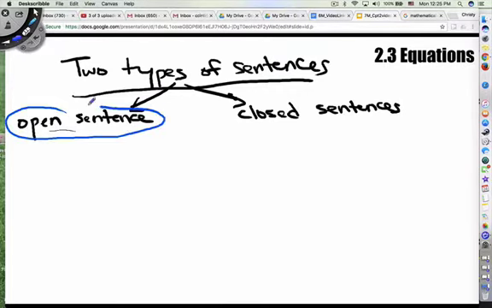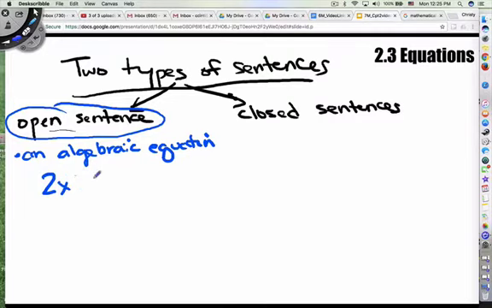Open for interpretation means that it's going to be an algebraic equation. So 2x equals 4. The idea is, what is going to go in that x? It's open. There's a question mark there. So any algebraic expression means that it's open for interpretation. It's open to be solved, I guess.